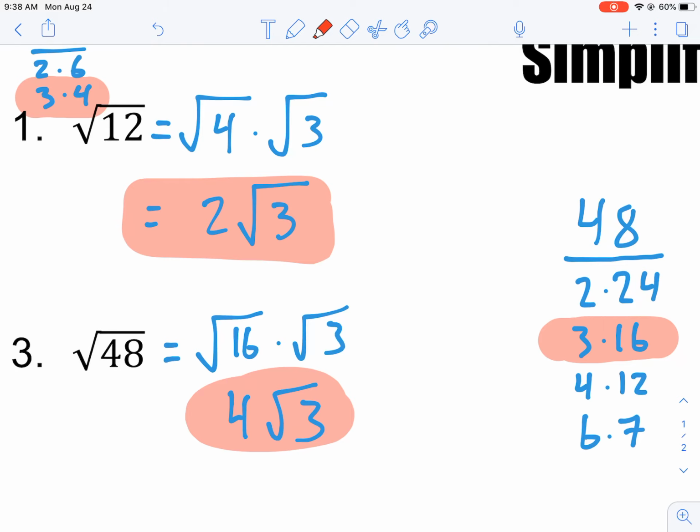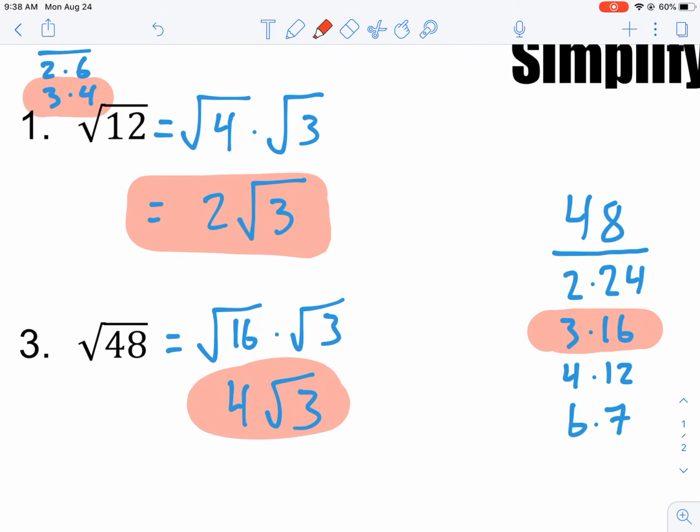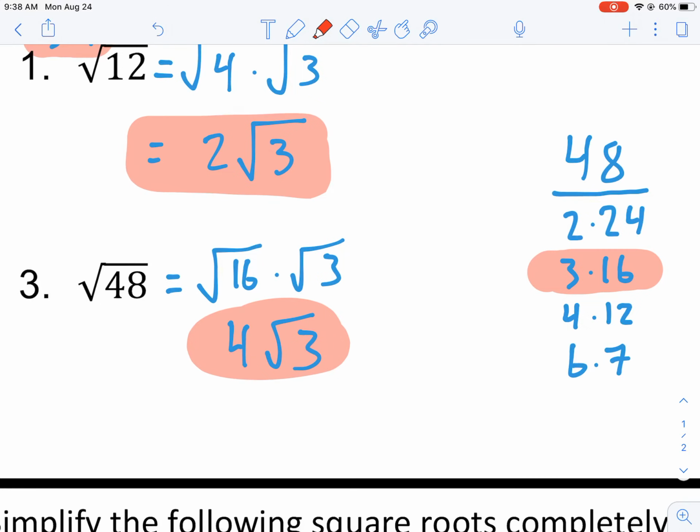So you always want to pick the biggest perfect square. So most of the time, this happens with 4 and 16 because any number 16 goes into, 4 is also going to go into it. So you've got to be careful to make sure that 16 wouldn't be the correct answer. So this is our answer, 4 radical 3.